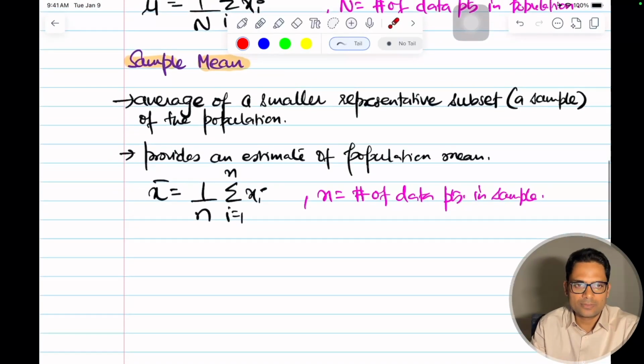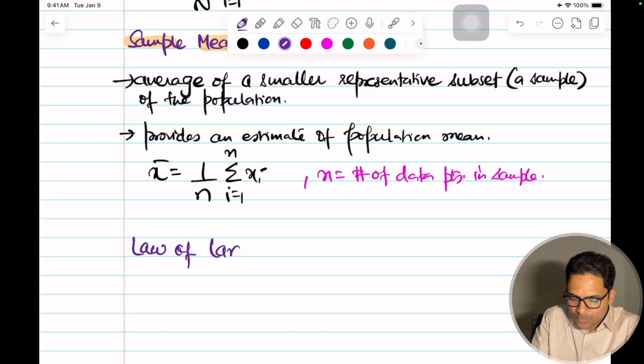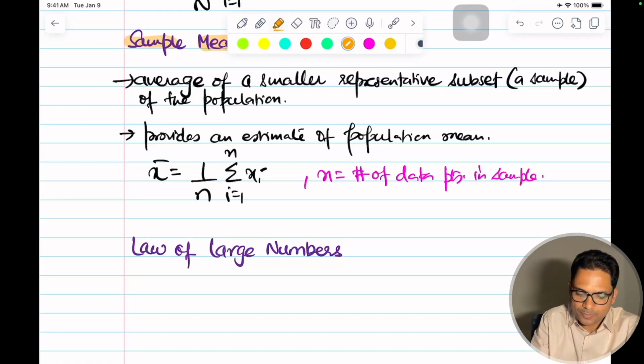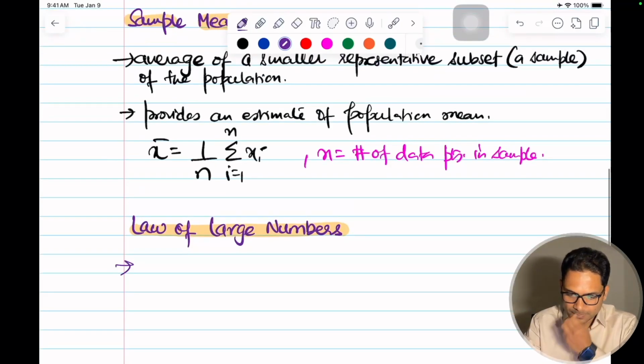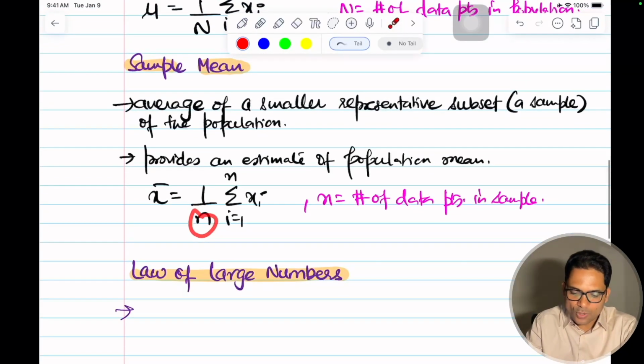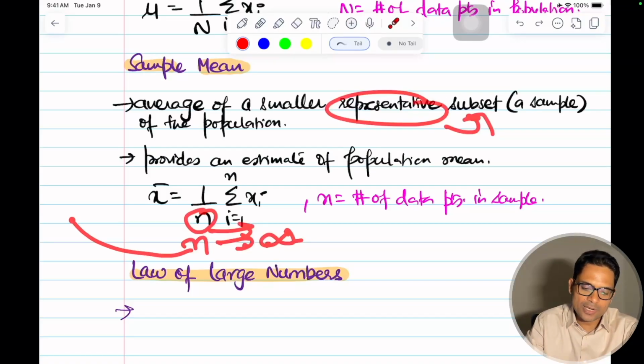For this sample mean, this is the basis of all the calculations we do. And for that, we have what we call the law of large numbers. This is a very important law, which tells us that as the number n grows, this sample, a smaller representative subset of the population itself, as n tends to infinity, will become the population.